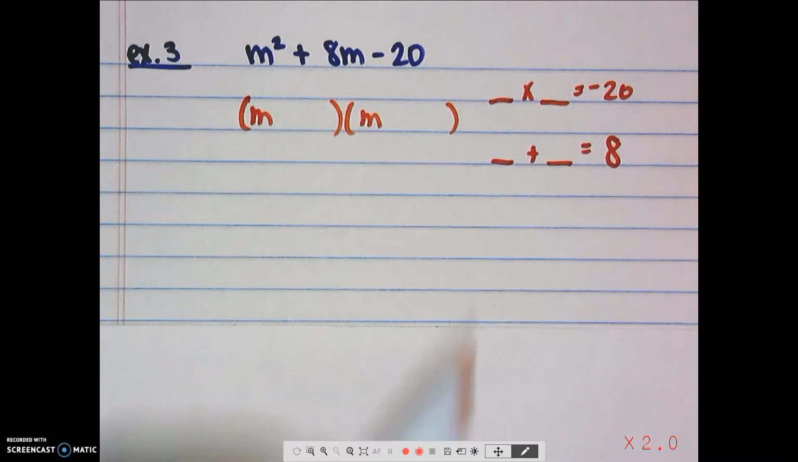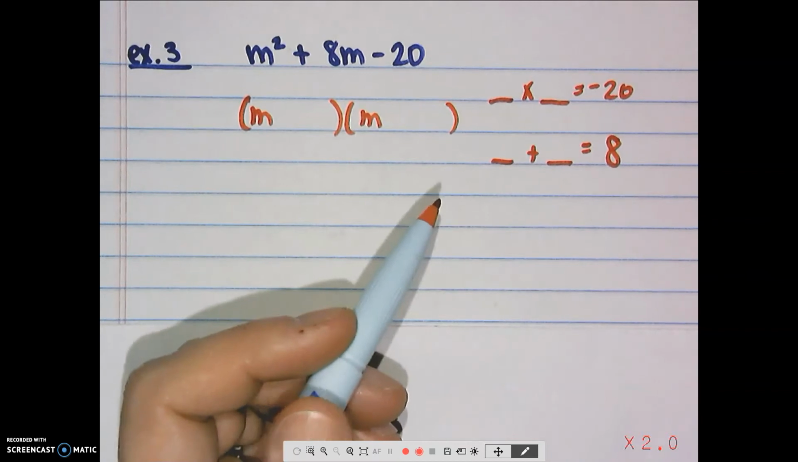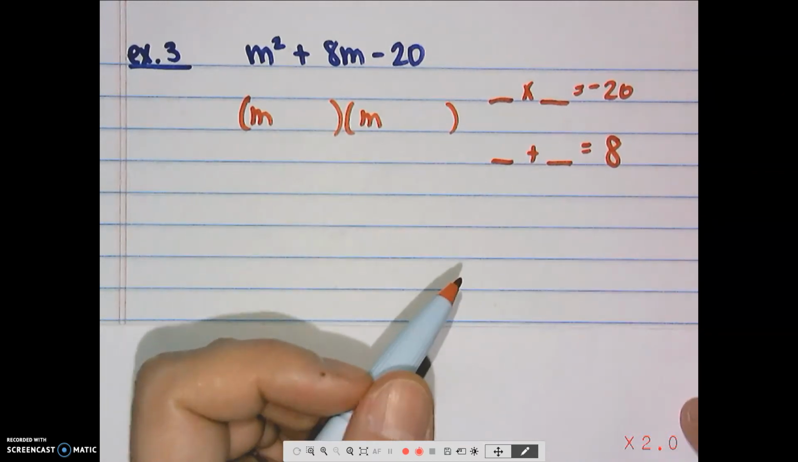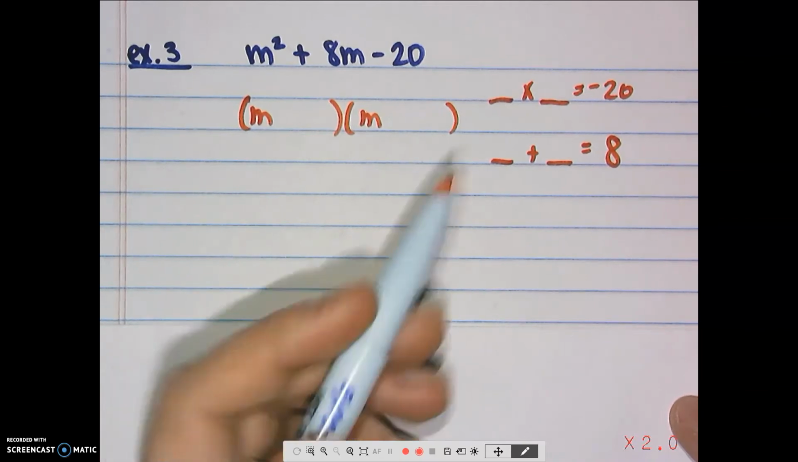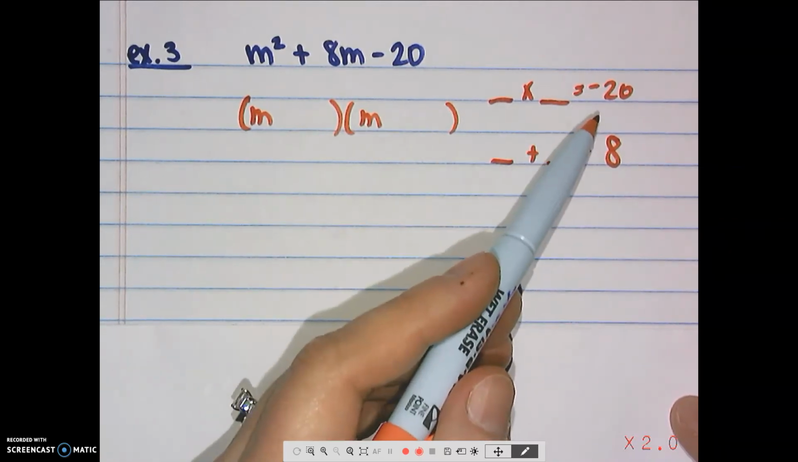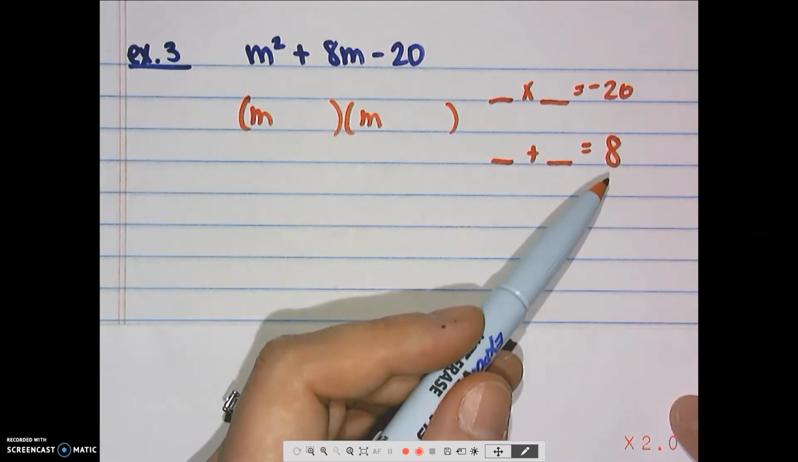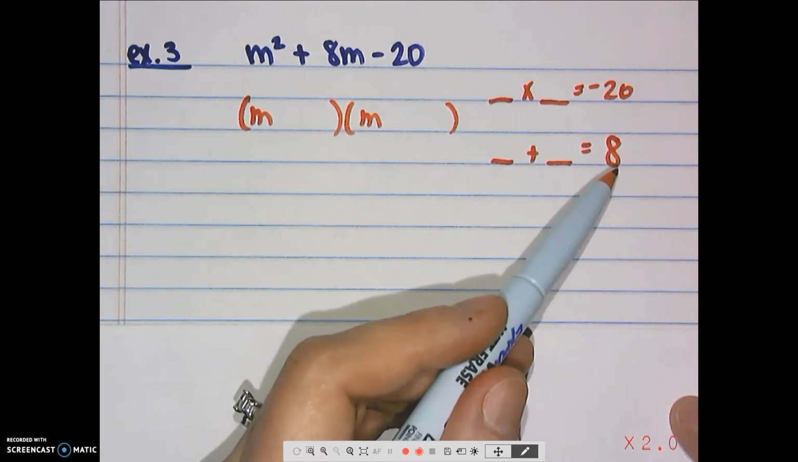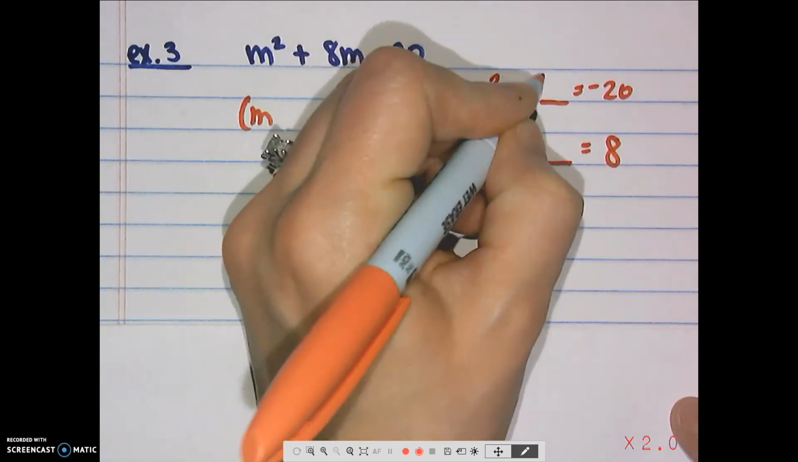Now, there's nothing that says you have to write this stuff off to the side, but if it helps you, that's fine. If you're better with your math facts, or you can keep track of it in your head, then you don't need to do so. All right, so our options for 20, 1 and 20 aren't going to give me 8 at all. 2 and 10, those could give me 8, or 4 and 5, which aren't going to work. So we know we need 2 and 10.